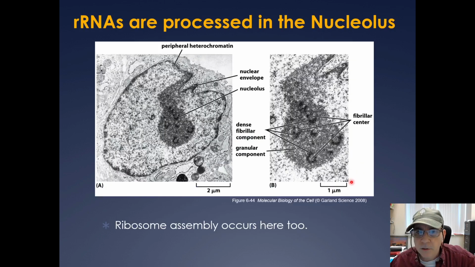Now, all of this is happening in the nucleolus of the nucleus, which is a subdomain. We've seen before that on the inside of the nuclear envelope you have your peripheral heterochromatin. Then you have this darkly stained area, the nucleolus, where the ribosomal RNAs are being processed, not only transcribed but also processed, and where ribosome assembly occurs.